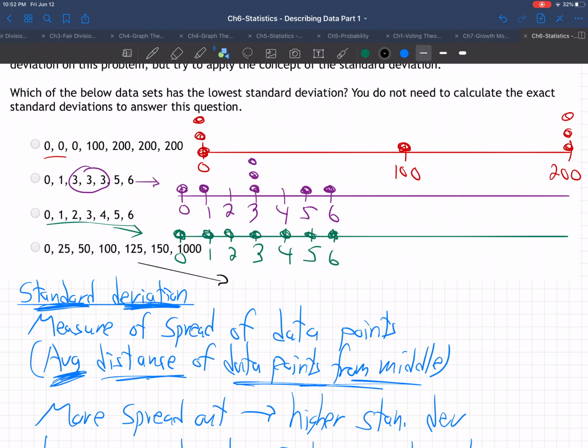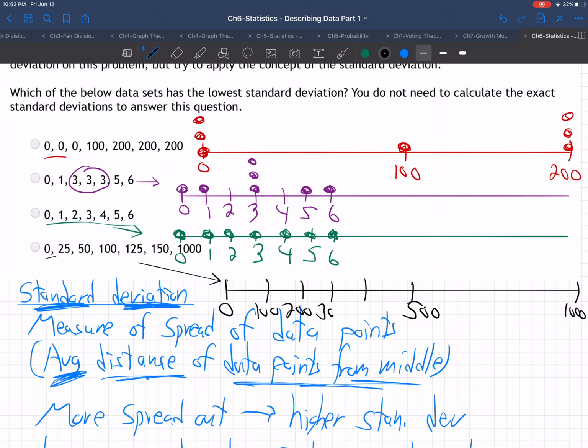This data set down here, we're going from 0 to 1,000. Wow. This one's going to be more spread out clearly. So this is like 500 in the middle, with 100, 200, 300, 400 on each side. One of them is about 25, another about 50, 100, 125, 150 halfway, and then like 1,000.